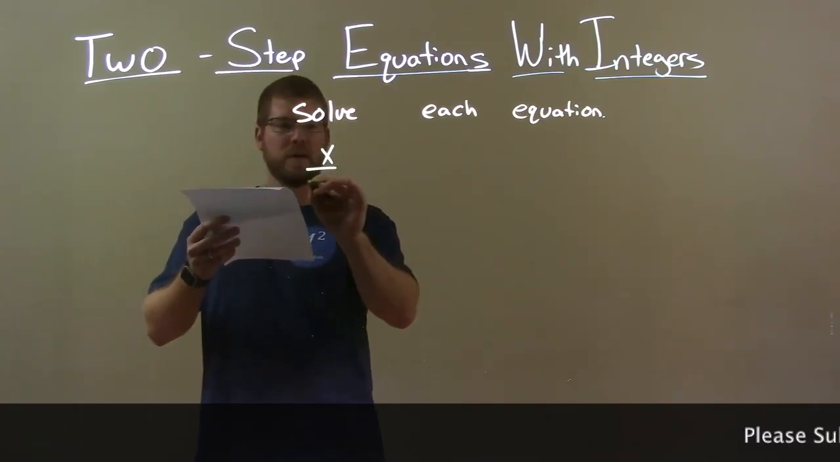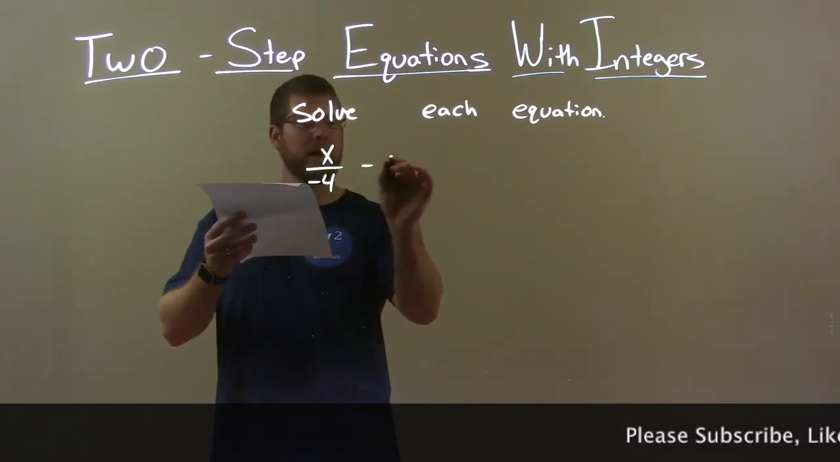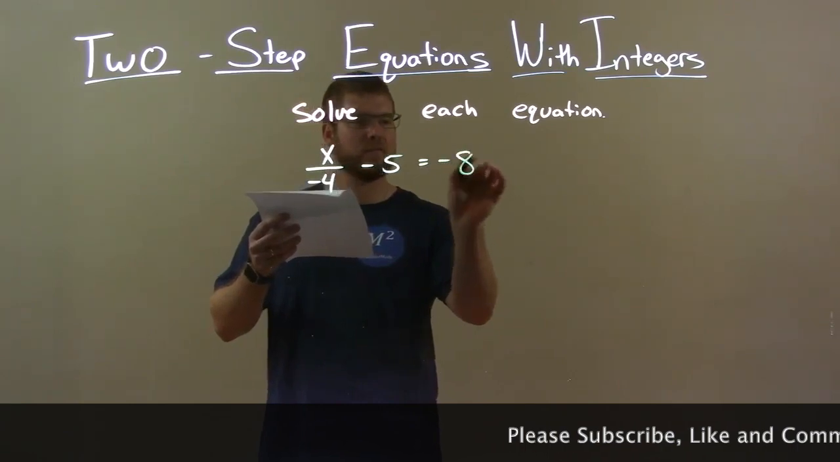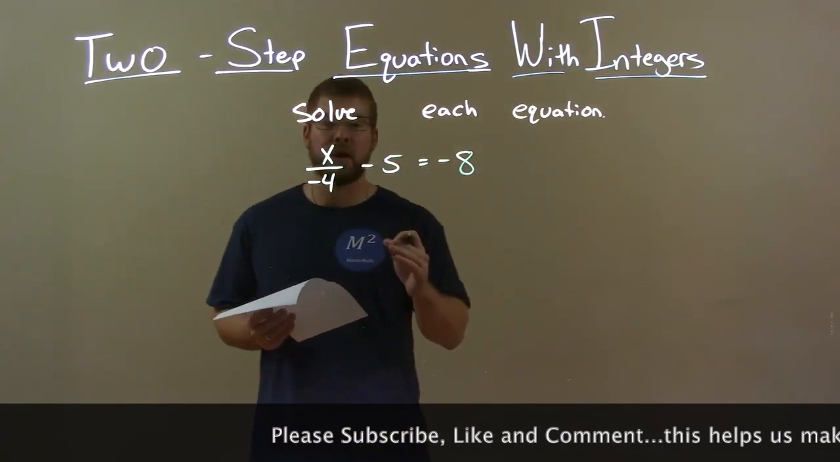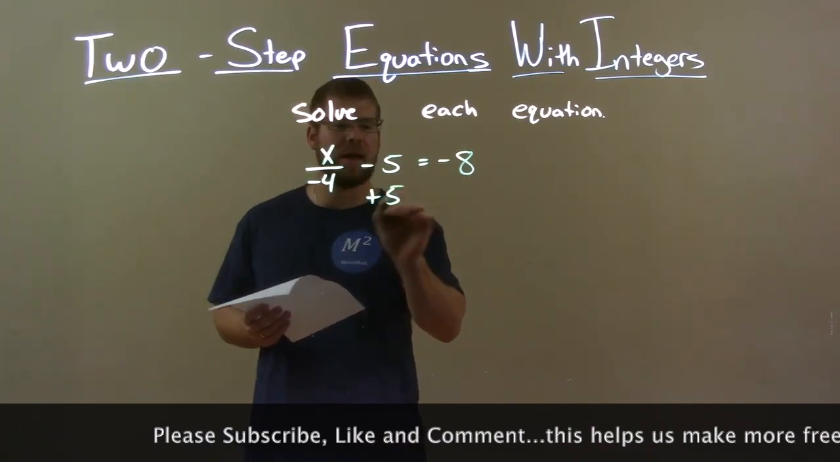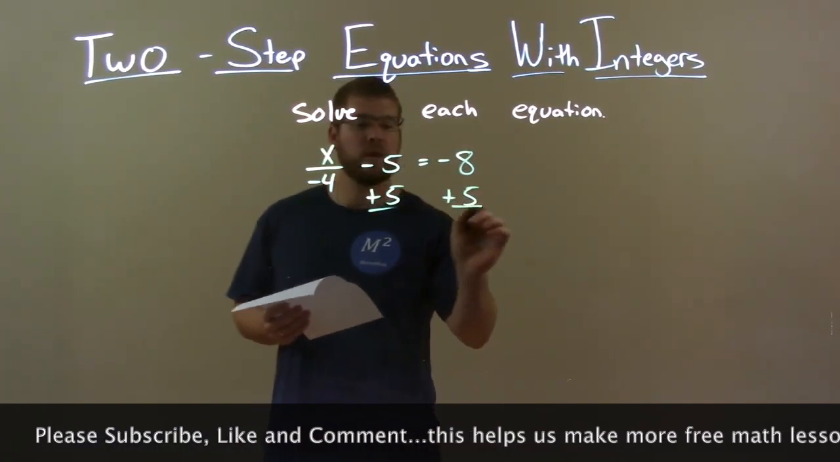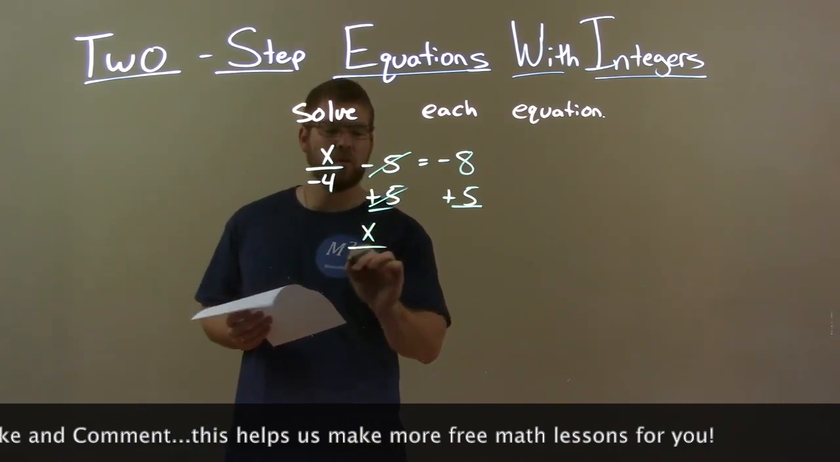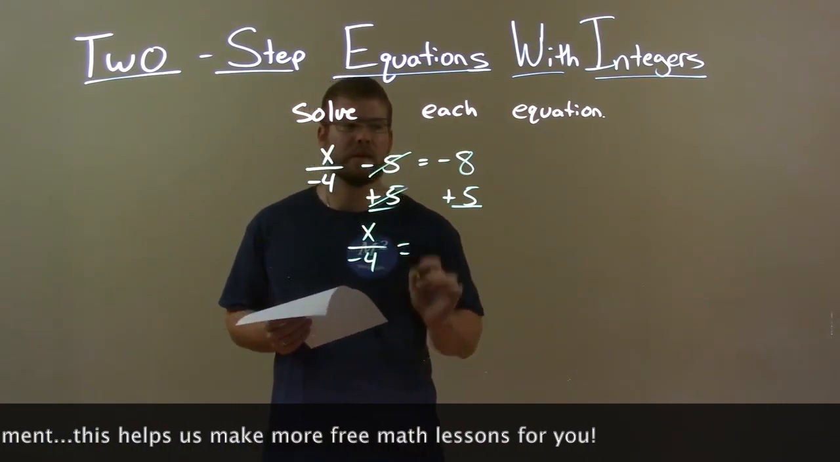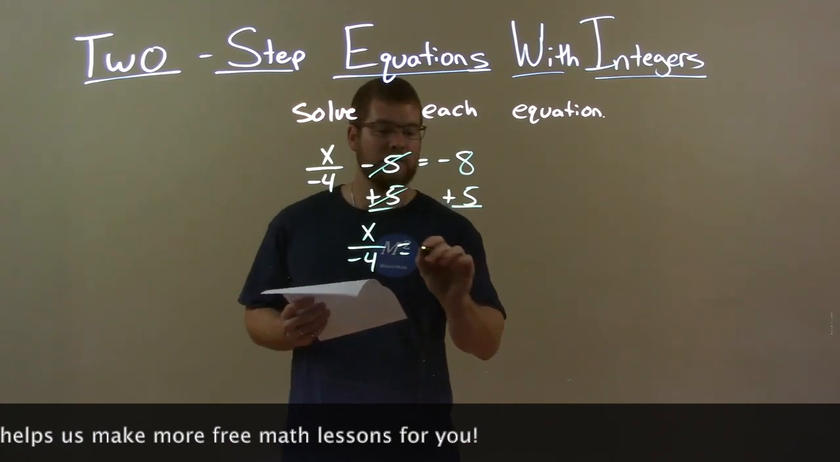x over negative 4 minus 5 equals negative 8. Well, I'm subtracting a 5 here. Opposite of subtraction is addition. So my first step is adding 5 to both sides. The 5's on the left will be eliminated, leaving me x over negative 4 on the left. Negative 8 plus 5 is a negative 3.